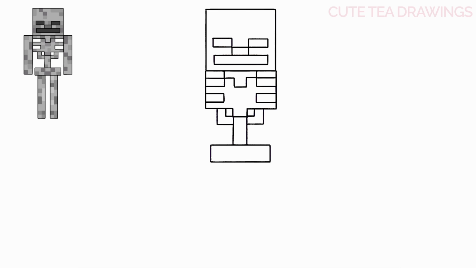Next, let's hop back up and we're going to draw the arms on the sides. Let's start at the shoulder area and let's draw a line out. Now underneath both sides, let's draw a line down. And then a line across to close off the bottom of each arm.